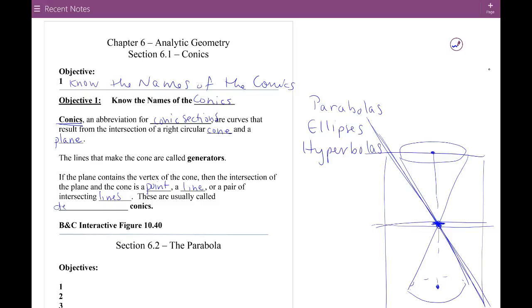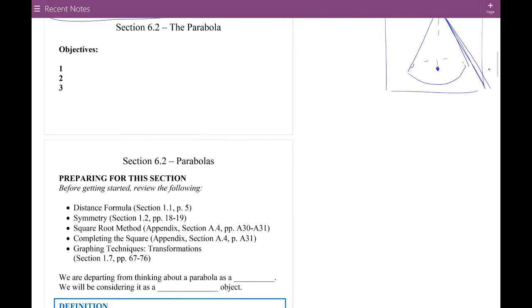And these are usually called degenerate conics. So even if you have learned about conics before, you might not have learned very much about degenerate conics, so that might be something new for you. So I'm going to show you an interactive figure in class to get more familiar with how you make parabolas, ellipses, and hyperbolas by slicing a cone, and I need visuals to do that, so we'll do that in class. So that's all there is in section 6.1: learning the names of the conics.